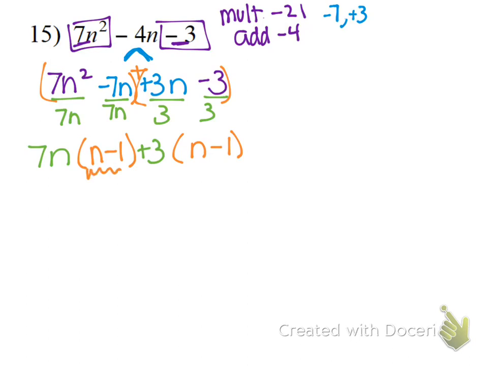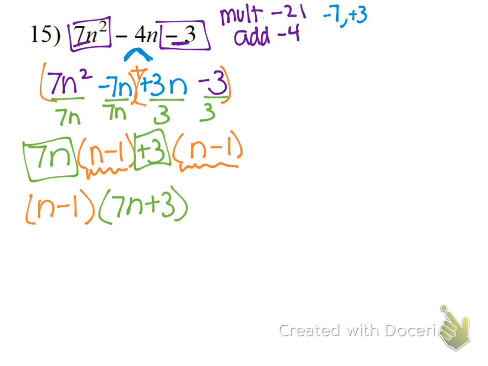So now if you'll notice, what's inside of these two parentheses are the exact same thing, n minus 1. And then, what am I left with? 7n plus 3. And this is going to be my final answer. If you're ever in doubt, what you can do from here is go back and use your box method. So n minus 1, 7n plus 3.